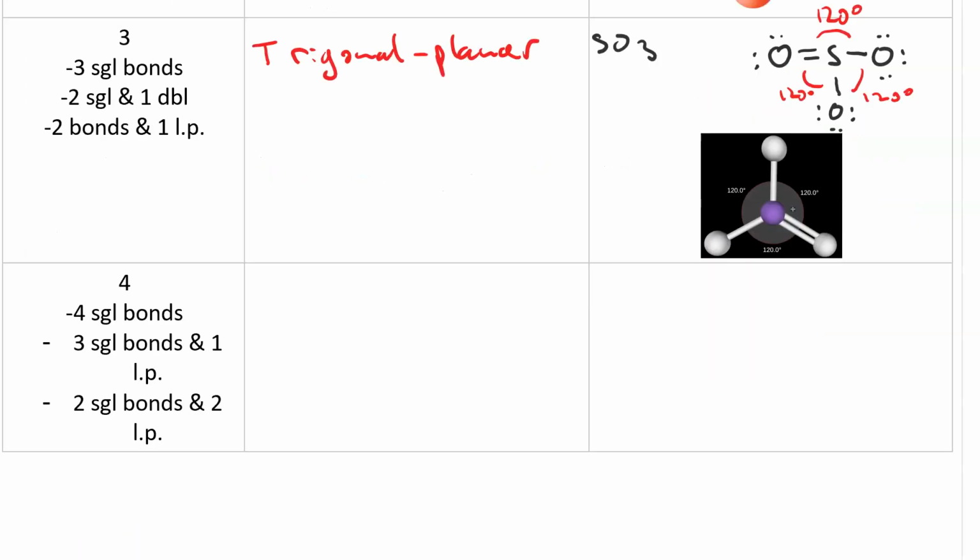On to steric number of 4. Steric number of 4 can mean 4 single bonds, 3 single bonds and 1 lone pair, or 2 single bonds and 2 lone pairs. Regardless of what the combination is, if the steric number is 4, the electron geometry will be tetrahedral. An example of a tetrahedral molecule would be methane, CH4.